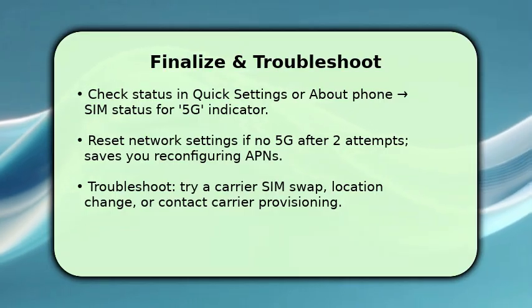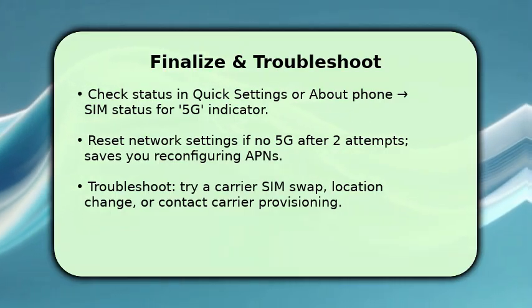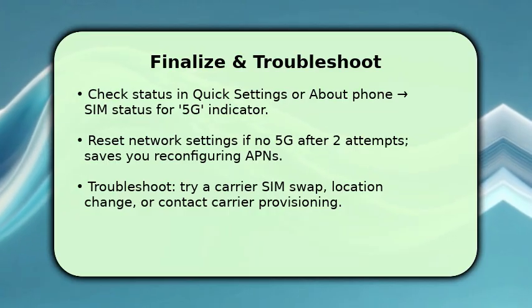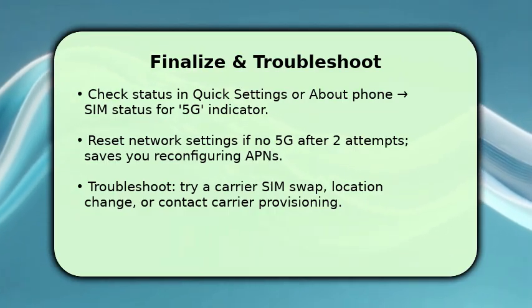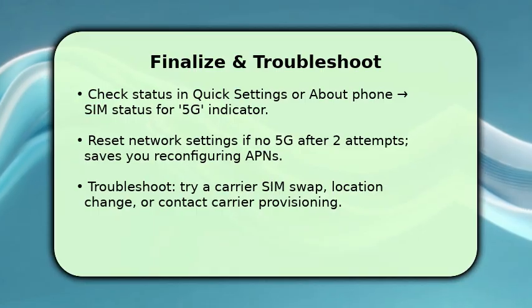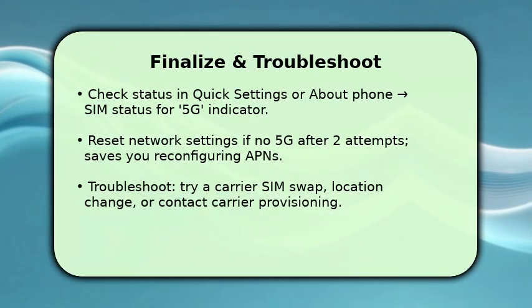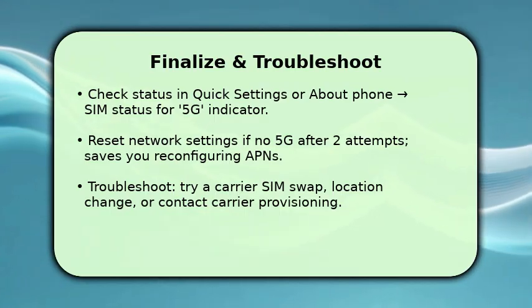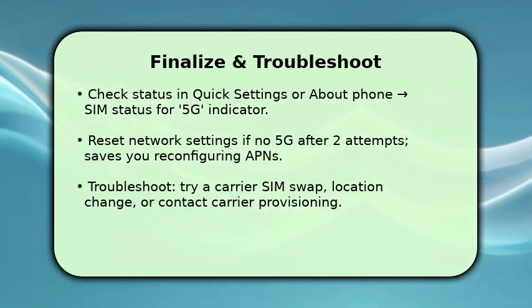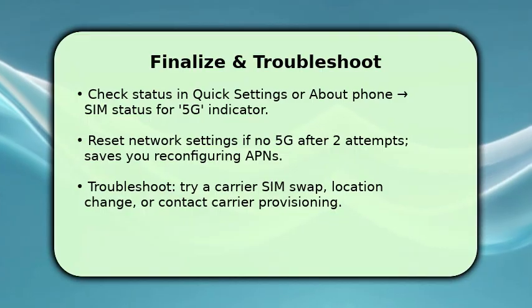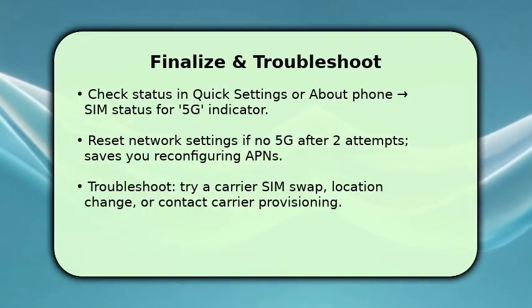If it still won't connect after 2 proper attempts, reset network settings to clear corrupted APN or protocol entries, then re-enter Wi-Fi and VPN details. One key troubleshooting tip: if you continue to see LTE, try a different carrier SIM or move outdoors and reattach. If that fails, contact your carrier to check provisioning and band support. Often they must.